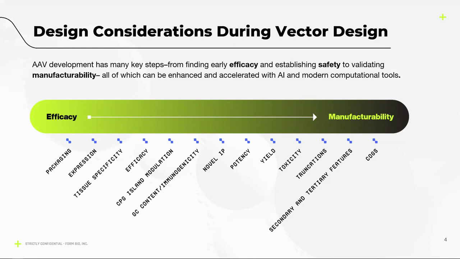And the question then becomes, can AI/ML models help to address some of these concerns so that we can also reduce the bottleneck of manufacturability at the later stages? Can we address manufacturability at an earlier stage in the discovery phase so that it doesn't become as much of a bottleneck as we move towards the later stages of development?